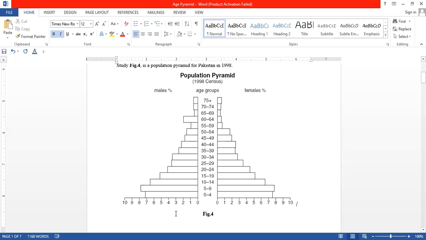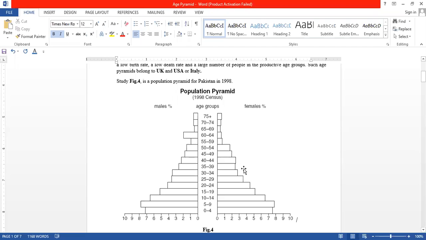So this pyramid is showing a broad base. A broad base indicates a high proportion of children in Pakistan, which means there is a high birth rate. This pyramid goes upwards with a tapering peak. The tapering peak on the top side indicates fewer elderly people. Fewer elderly people shows there is a high death rate in Pakistan. My dear students, this is the simple information hidden in the age pyramid of Pakistan.